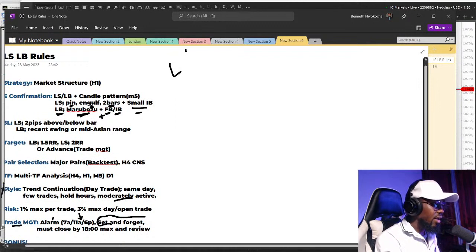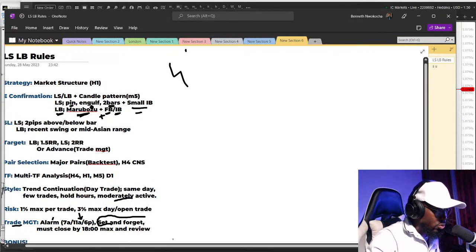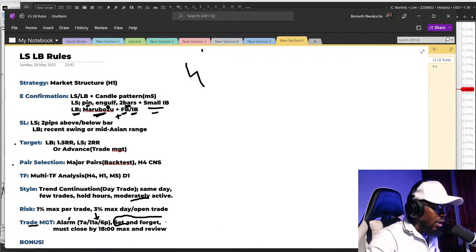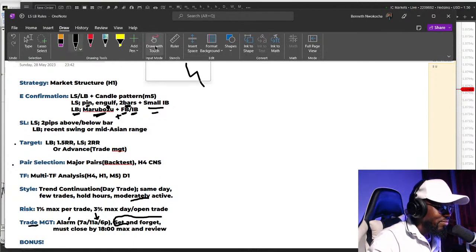So guys, I believe that you understand what the entire frame of the strategy is about. Since you do, I will be rounding off now so that we can go and sleep.